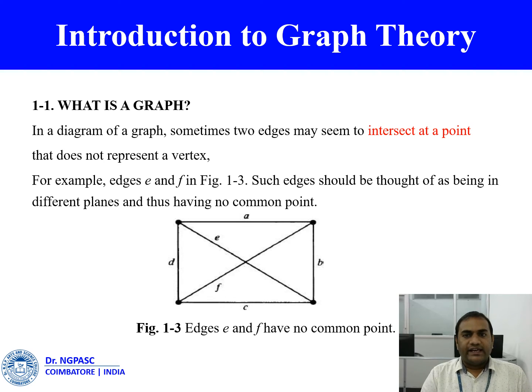Next, intersect at a point. In this diagram, the edges E and F intersect at this point, but this point is not a vertex. This type of point is an intersection point, but it is not a vertex.